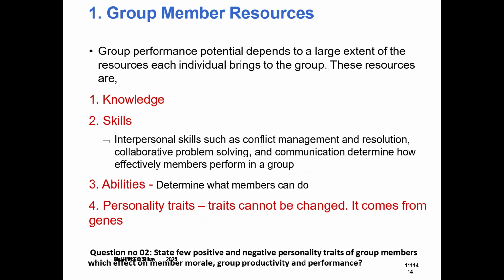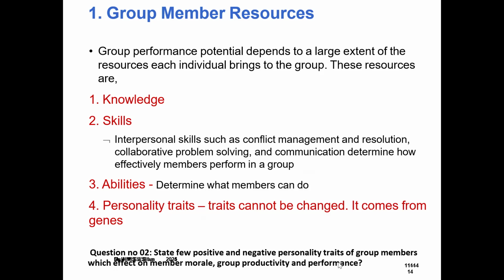Then after determining what members can do, abilities and personality traits cannot be changed. Abilities determine what members can do, and personal traits come from genes. Some people have traits like extraversion, agreeableness, likewise outgoing behavior. So these traits are coming from their genes, from their parents. Therefore it is very important to know their traits, knowledge, and skills before they are appointed to a group. State a few positive and negative personal traits of group members which affect member morale, group productivity, and performance. This is homework for you.